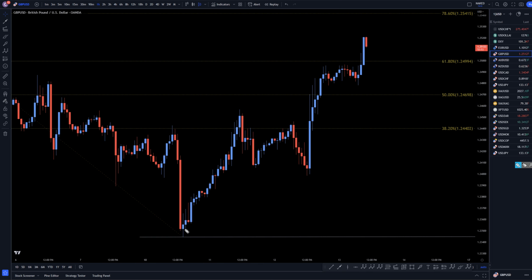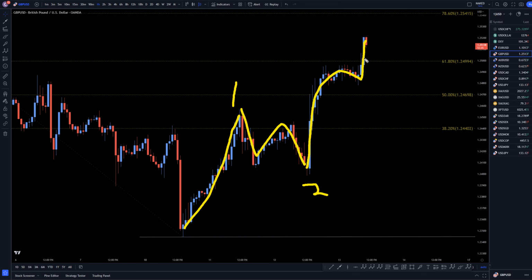On the 1 hour time frame, this looks to be like a 1. This definitely looks like an ABC, most likely a 2. And it looks like we're in a wave 3 right now, which I definitely don't even see any reason to think the 3 is over.